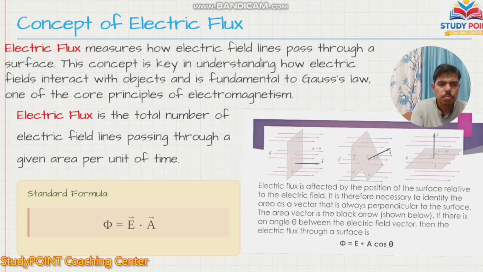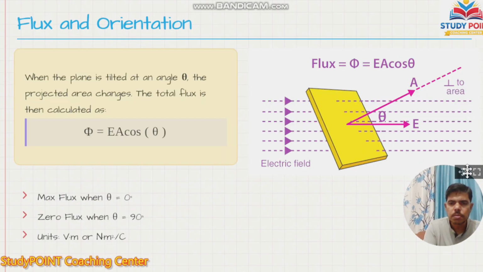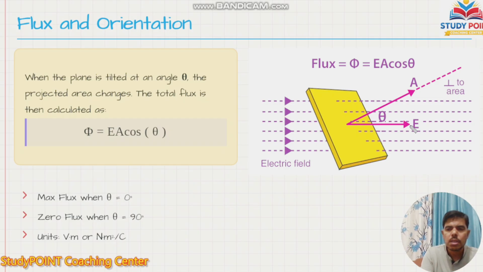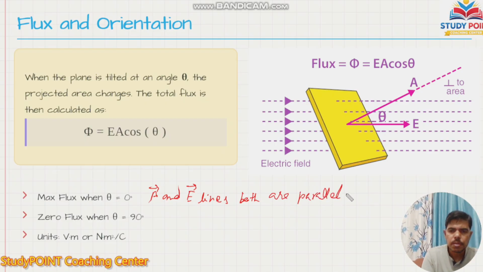Now for the maximum flux, when theta equals 0, means the area vector and electric field lines both are parallel. Okay, for zero flux theta must be 90 degrees.